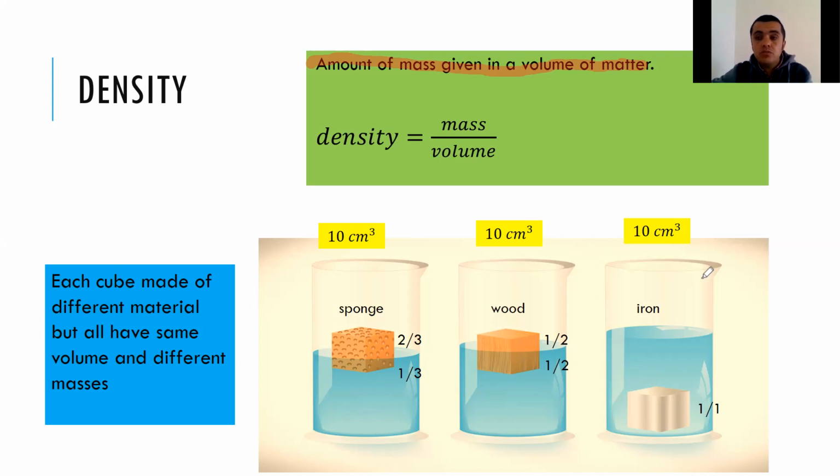For example, a piece of wood, or a piece of iron, a metal. When you take 1 decimeter cube or 1 liter of this, what is the mass of this? That's going to tell us about density. If the mass is higher, density is higher. If the mass is lower, density is lower.